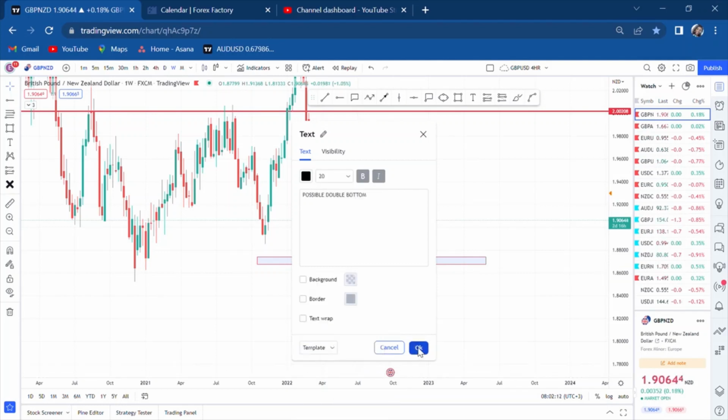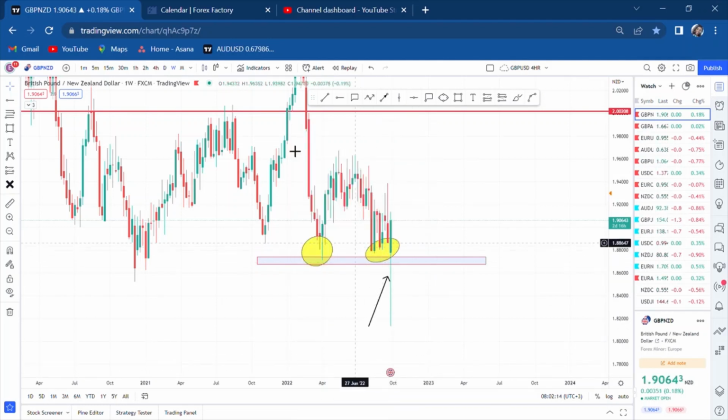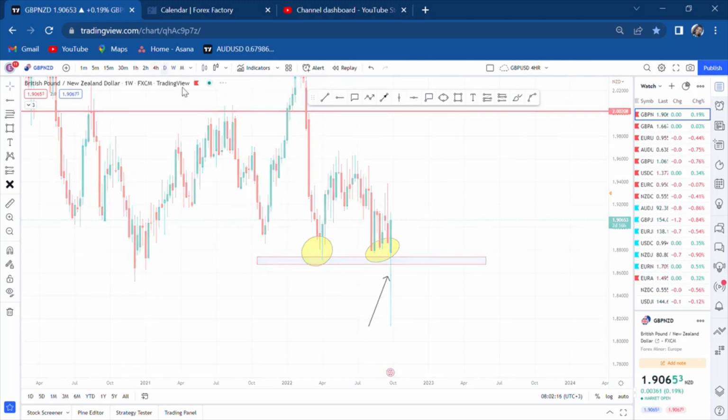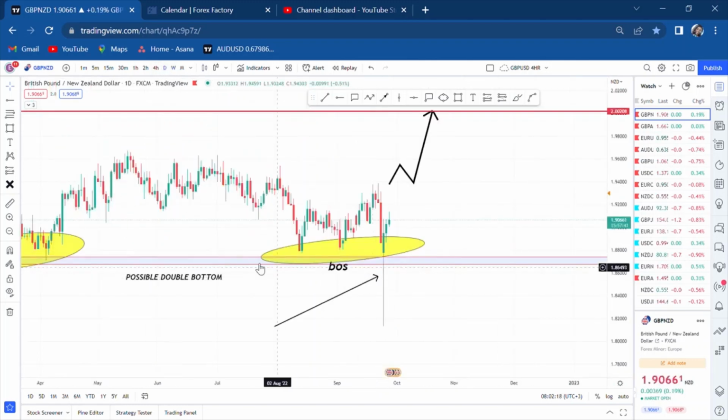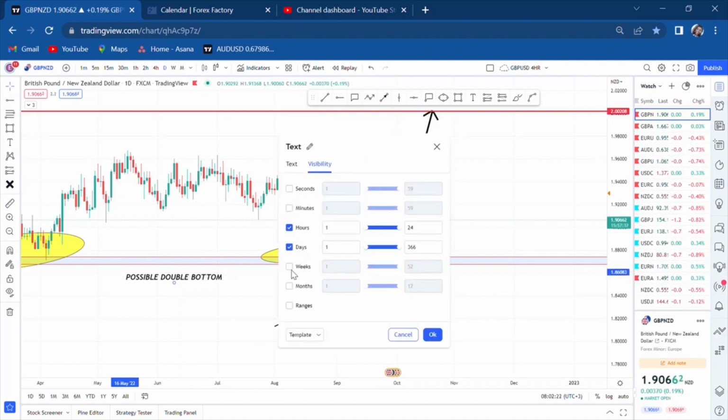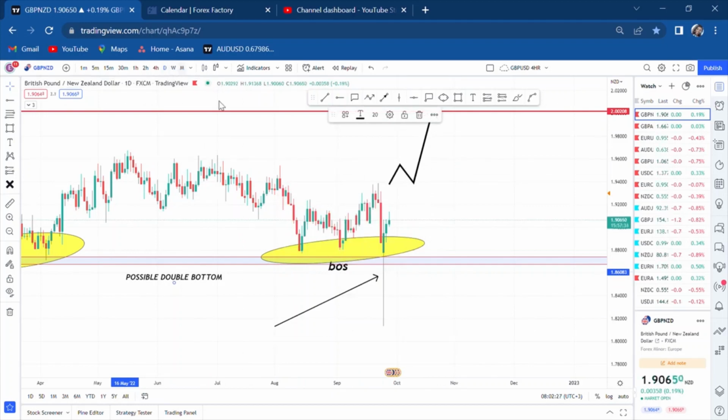Let me go to daily and make it visible. So let me make it visible on weekly. So we have that double bottom on weekly. So this double bottom on weekly, this is what we have now. A double bottom, a possible one. The only thing that now we need to know is, where is our neckline?